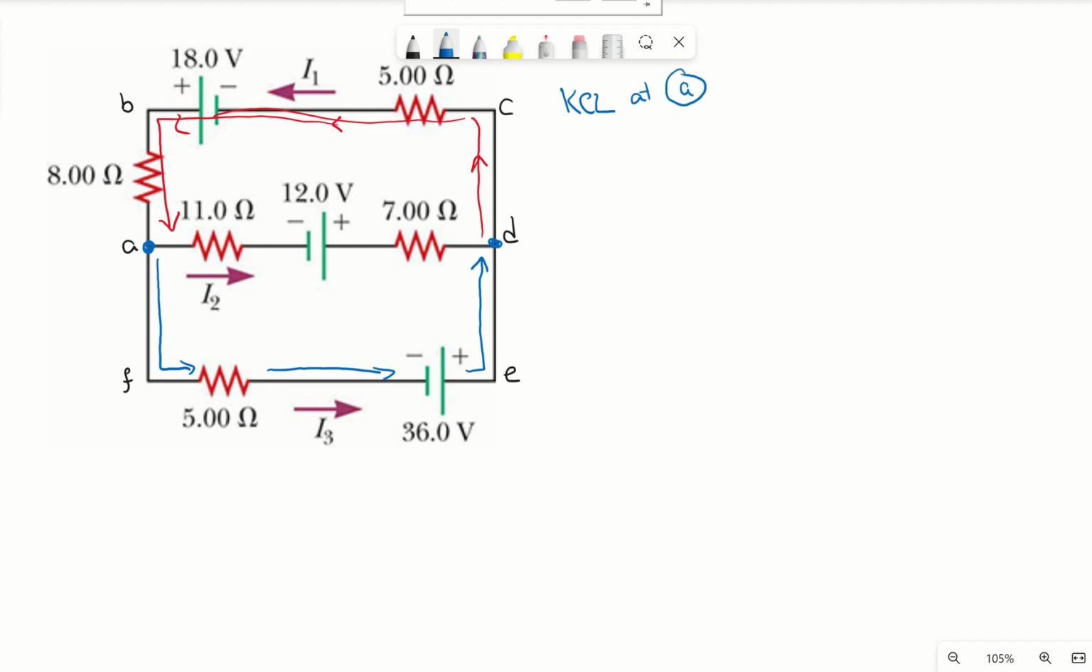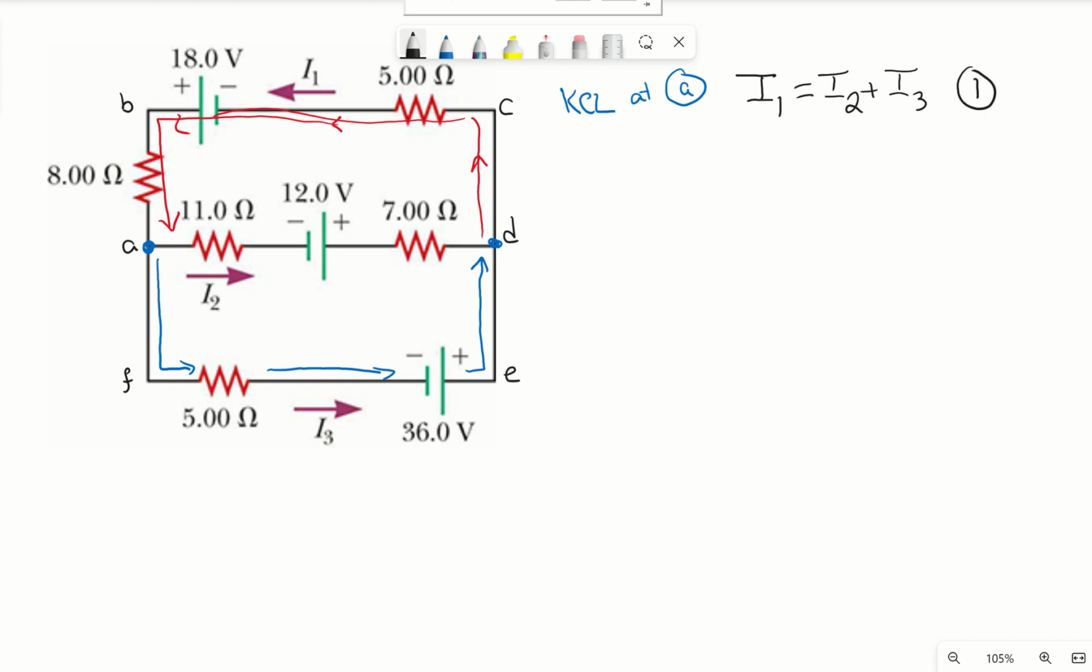So if I do that at point A, I can see that the red current, I1, is coming into the junction, I2, the purple one, is going out, and I3, the blue one, is going out. So the Kirchhoff's current law equation is in equals out. So I1 in is equal to I2 plus I3 out. And that's my equation 1.